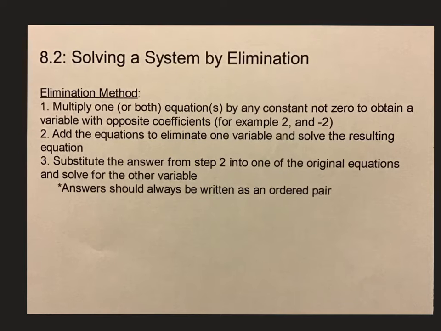Once you have one of your variables set up like that, you're going to add the equations together, because that's going to eliminate that variable. It's going to add to 0, or cancel out, which leaves you with only one variable left to solve for. So we solve for that last variable, and then we take that answer and substitute it into one of our original equations to solve for the other variable. And as always, we write our final answer as an ordered pair.